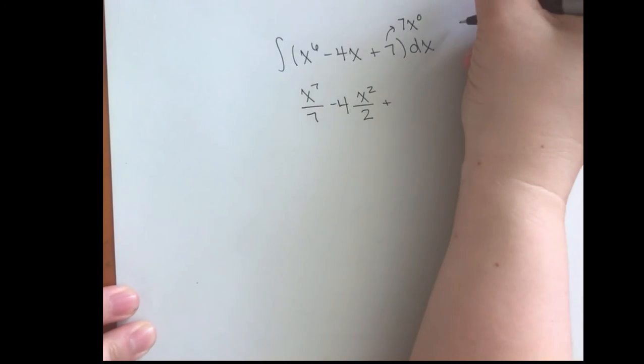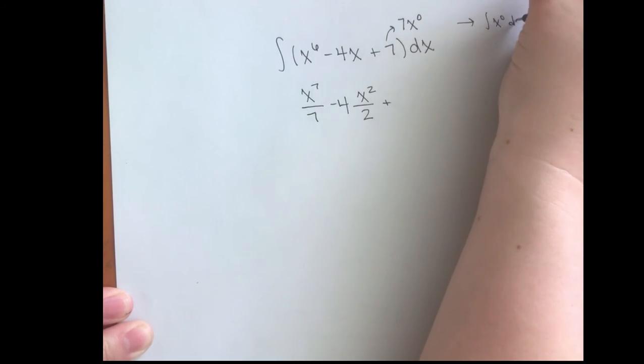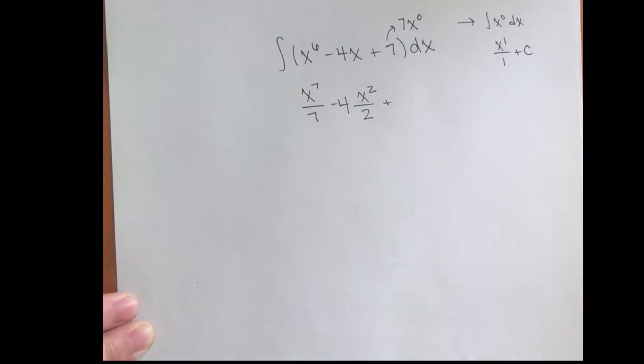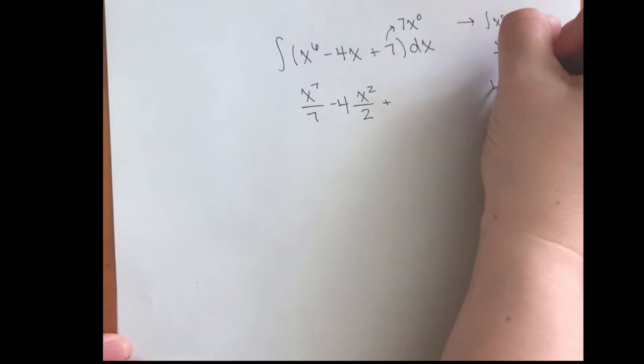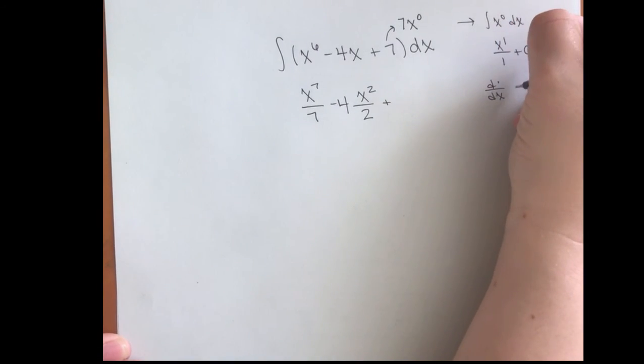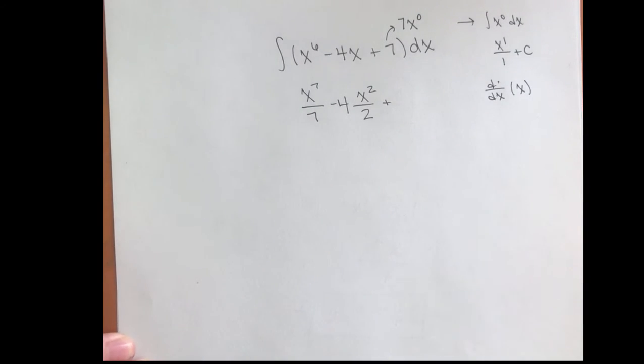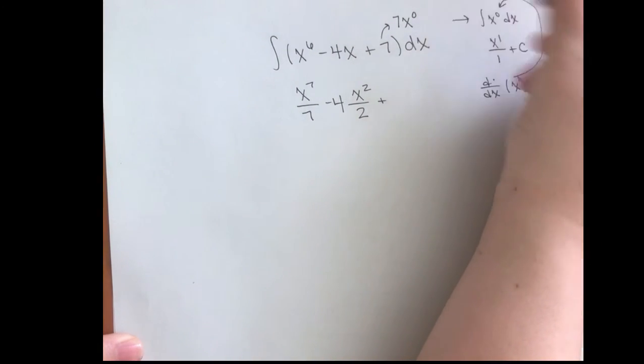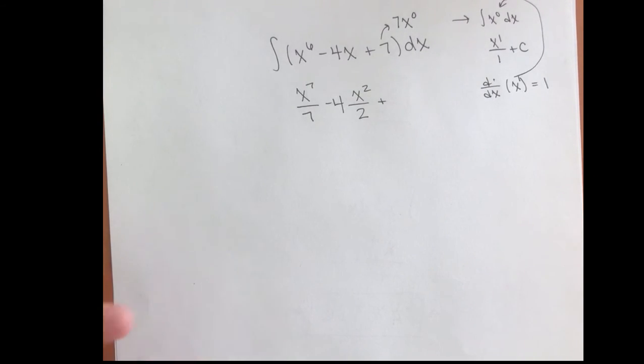So if I just look at that, x to the 0, x to the 1 over 1, plus my constant. So if you remember back to differentiation, if I took the derivative of x, that always equals 1 because the exponent here was 1. We multiplied by it and then subtracted the exponent by 1. That gave us x to the 0. So again, this is just the inverse operation. We're just doing the opposite here.